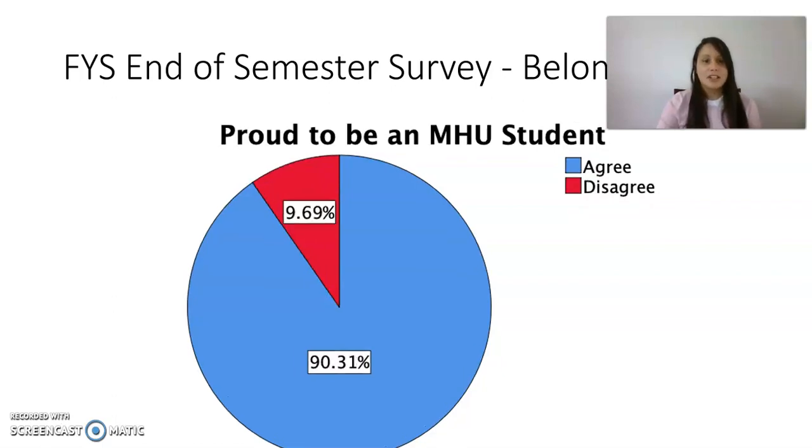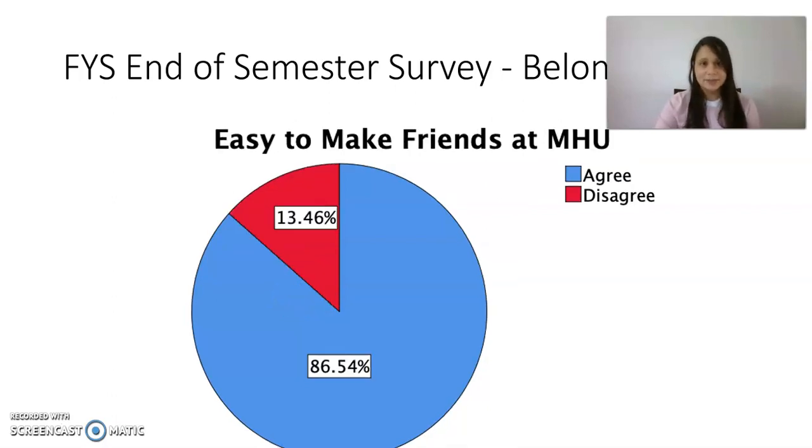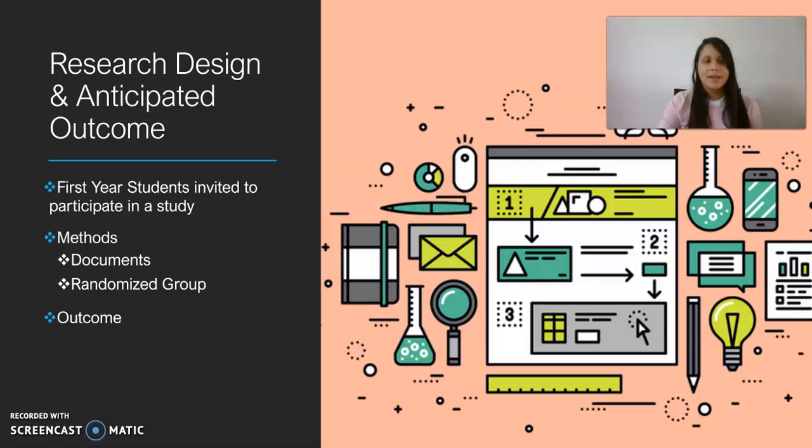Once again, with another question, we asked individuals if they were proud to be a student at Mars Hill. We had an overwhelming number of individuals indicating that they did feel proud to be a Mars Hill University student, and a lower amount of individuals indicated that they didn't necessarily feel that way. And the last question that we asked was if it was easy to make friends at Mars Hill University. Again, what came into play was my own experiences and how easy I thought it was or didn't think it was to make friends in my sophomore year. And I was very surprised to find that a lot more students felt that it was a lot easier to make friends within their first year here at Mars Hill University.